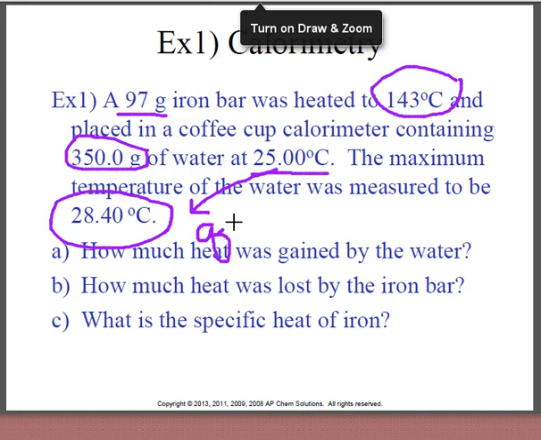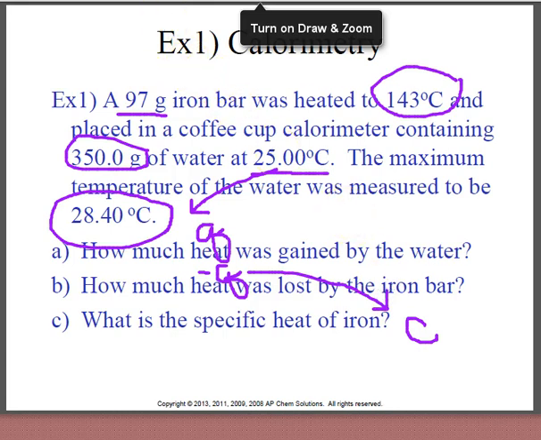Well, we know that the heat gained by the water came from somewhere. Well, where did it come from? It came from the iron bar. So the heat gained by the water is equal to the heat lost by the iron bar. So it'll just be negative whatever we find for Q. And then the last question is, what is the specific heat of iron? And that's our C value. If we know Q for iron, then we can use it to find the C value for the iron, along with the rest of the data that we have here.